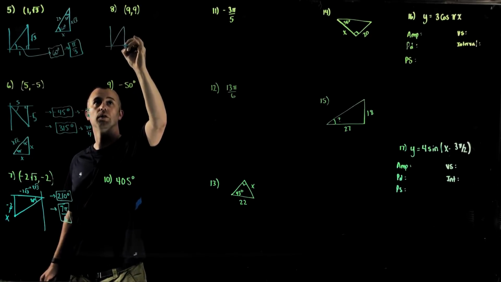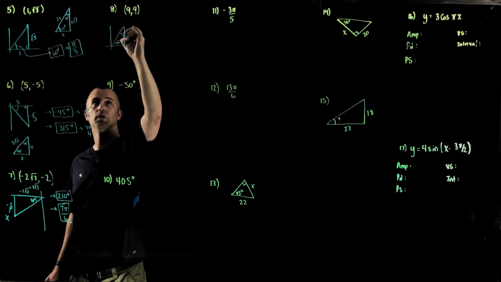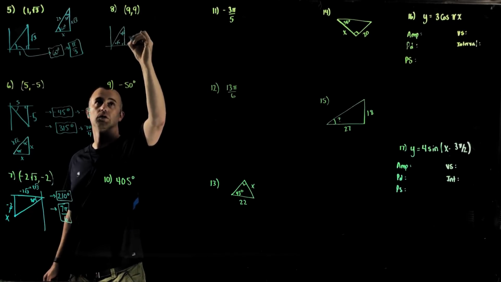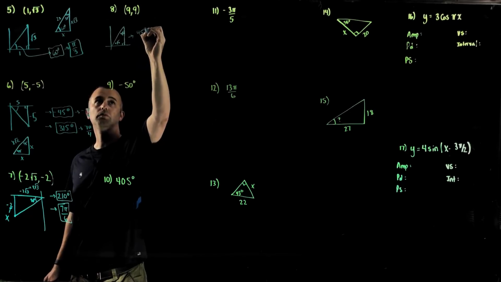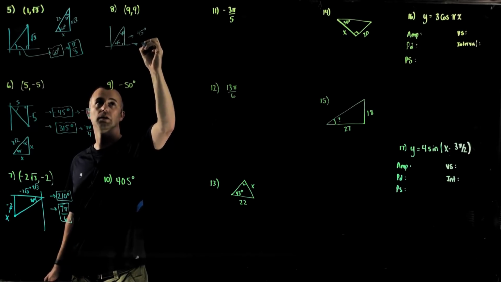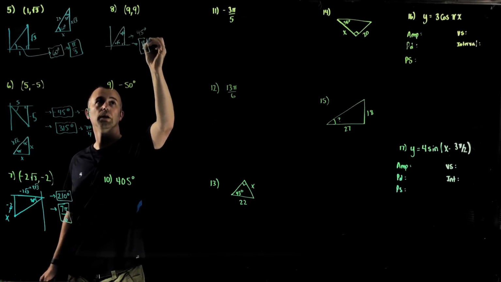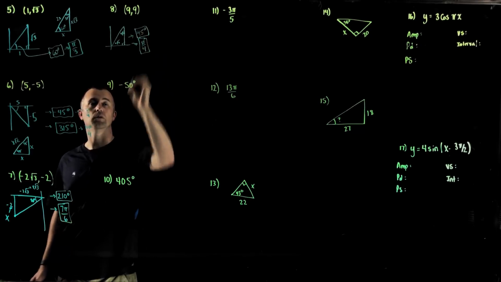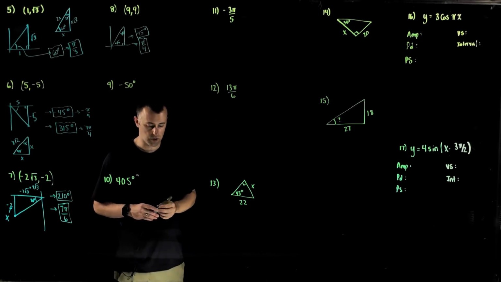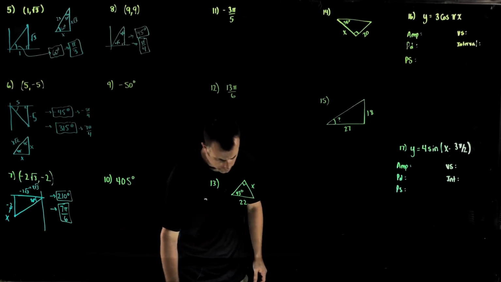You're going up 45 degrees. So it's a 45, 45, 90. So this is just 45 degrees. You can also say that that is pi over 4 radians. So that is your angle in radians and degrees. So that's number 8. All right, moving on.